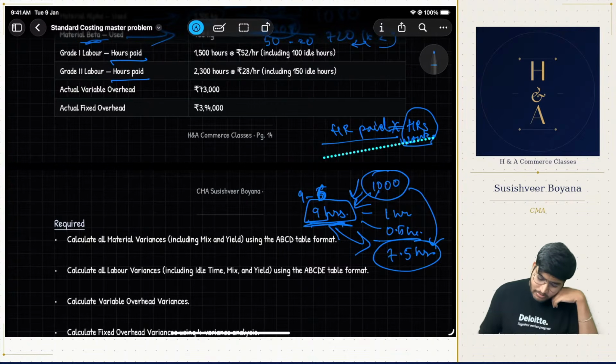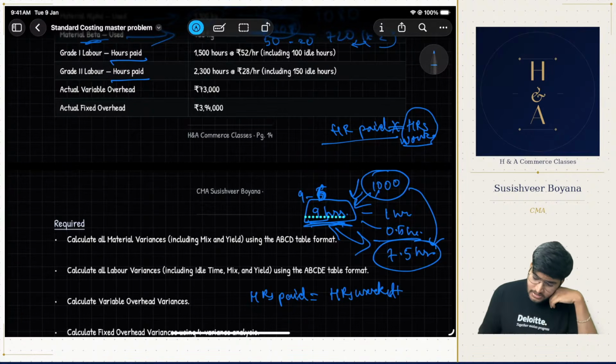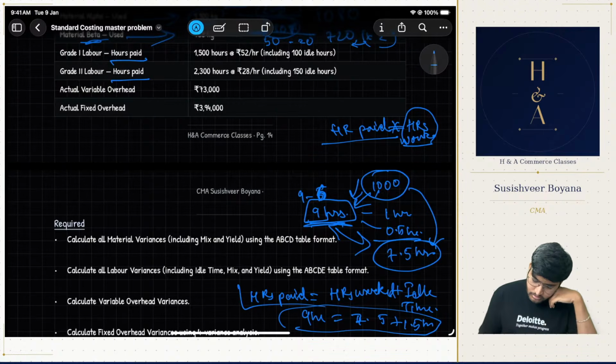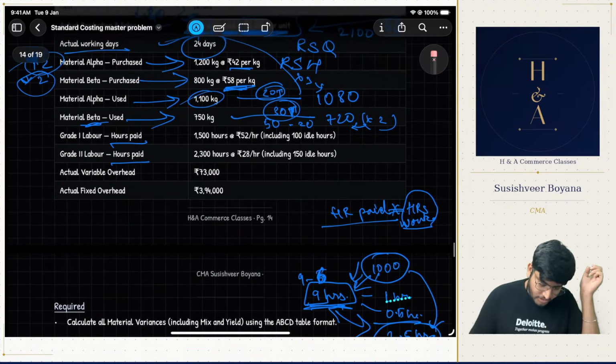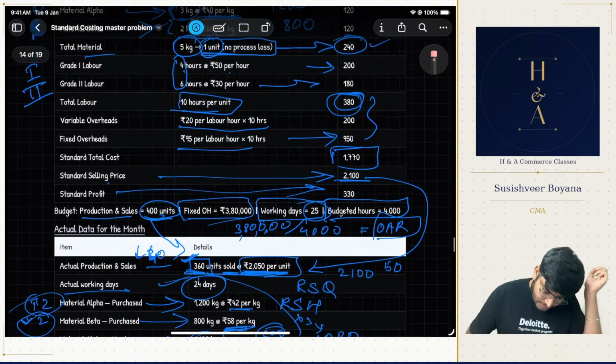Makes sense? That means hours paid equals hours worked plus idle time. Idle time is how much, sir? 1.5 hours. 7.5 hours plus 1.5 hours equals 9 hours. See? Common sense. It is not rocket science.